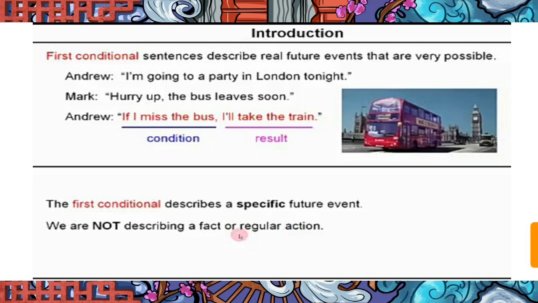In the first part, where it is a condition, that clause starts with the word if. Then there is a comma, and then there is the consequence of the first condition: I will take the train. If I miss the bus, what would be the consequence? I will take the train. The first conditional describes a specific future event. We are not describing here a fact or a regular action, which is related to the zero conditional type of sentences.